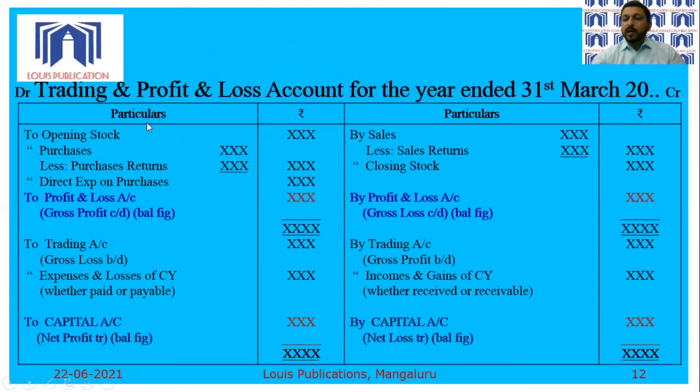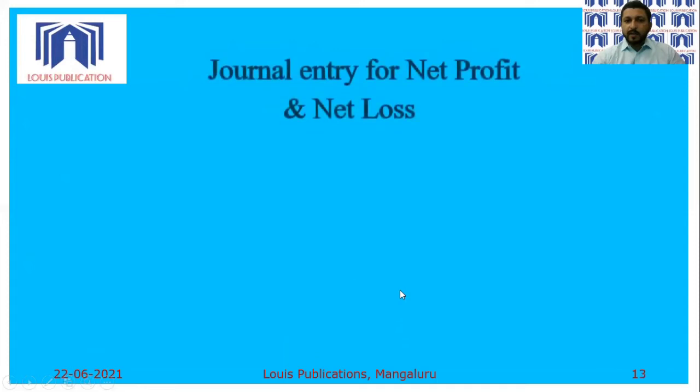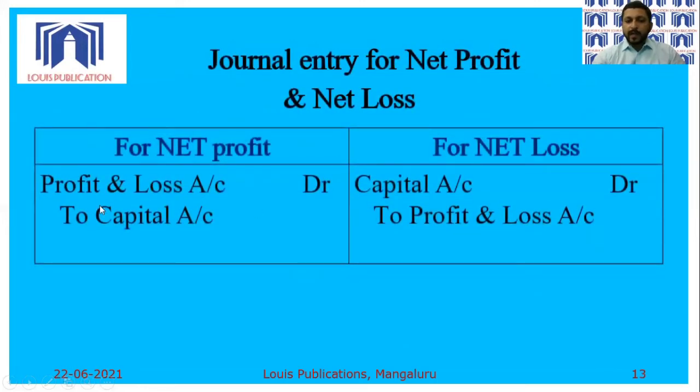Now, what is the journal entry for gross profit? Journal entry for net profit. Entry for gross profit is trading account debited to profit and loss account. Entry for gross loss is profit and loss account debited to trading account. Entry for net profit is profit and loss account debited to capital account. And the entry for net loss will be capital account debited to profit and loss account. So we have it here, journal entry for net profit and net loss.